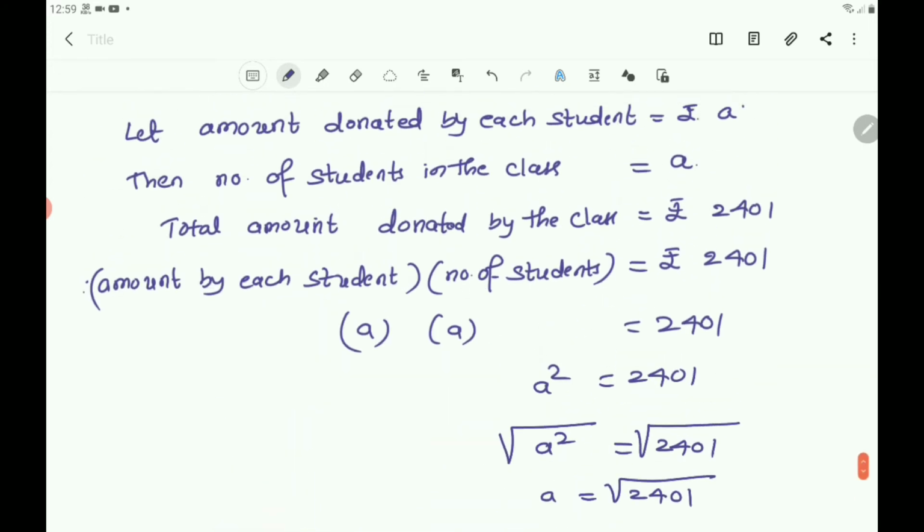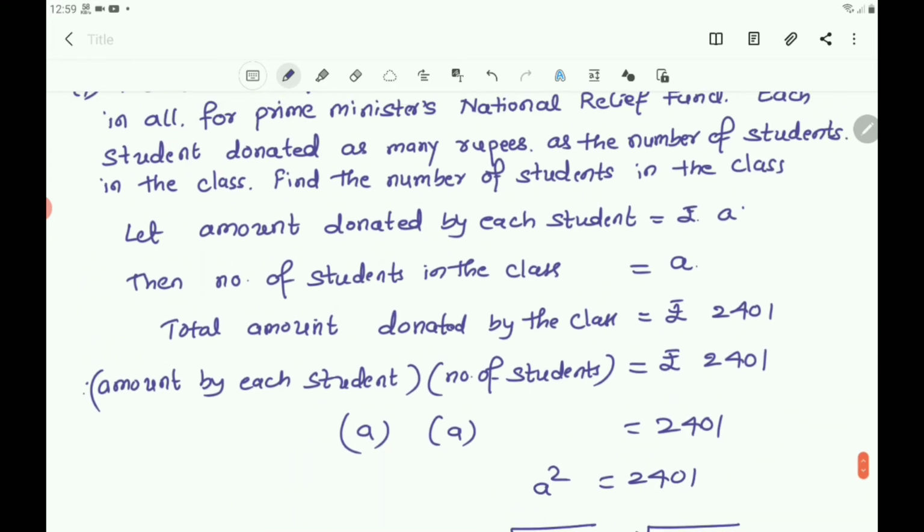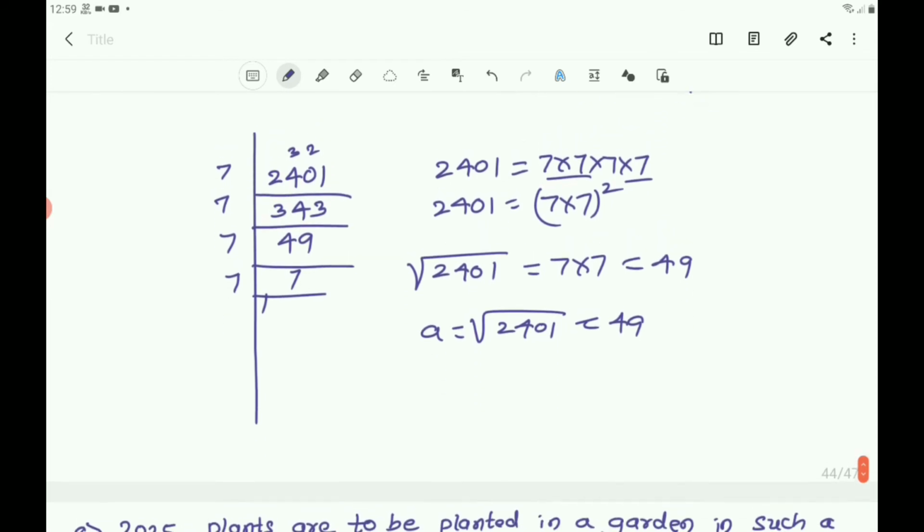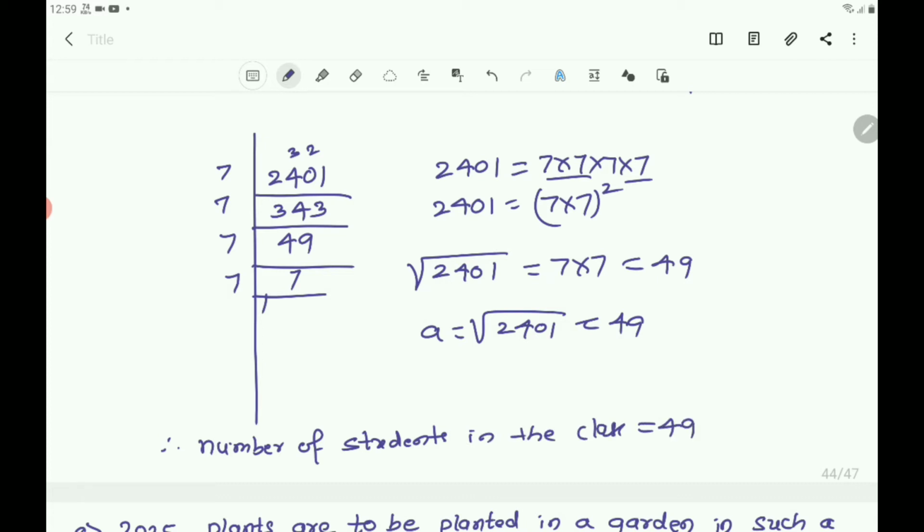Here what we have to find out? Find the number of students in the class. Therefore the number of students in the class equals 49. The number of students in the class is 49 and each student donated 49 rupees. Total amount is 2401 rupees.